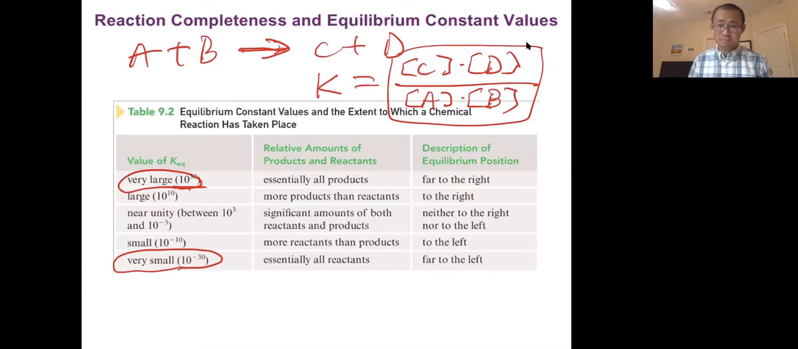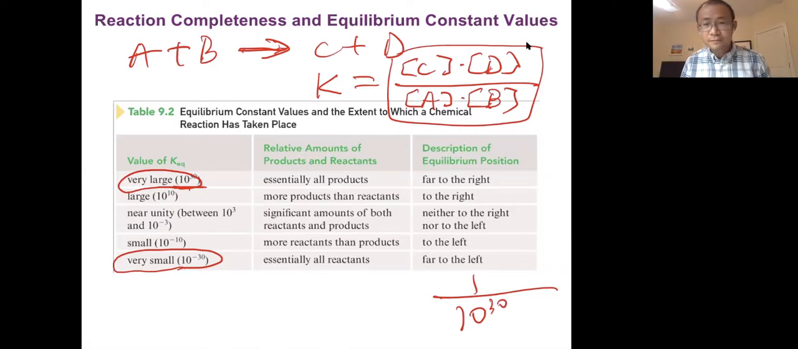If I have a small K, like 10 to the minus 30th, think about what 1 over 10 to the 30th means. I have 1 of C and D and 10 to the 30th of A and B. It means the reaction essentially doesn't even occur. Almost everything is A and B. You only have 1 C and D. Does it make sense, guys?